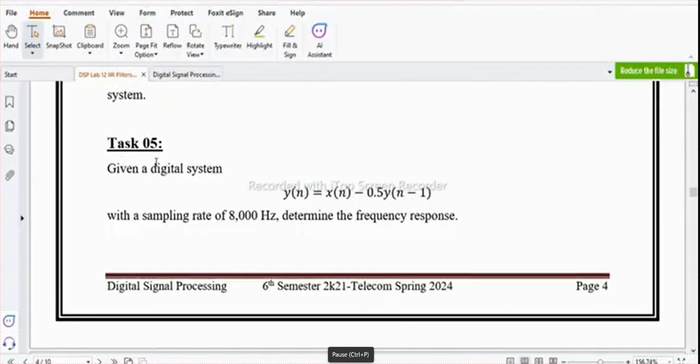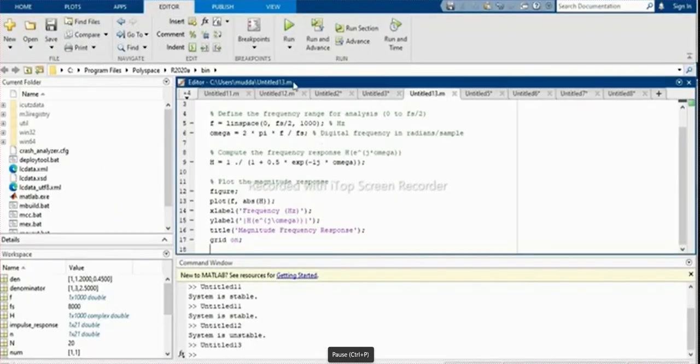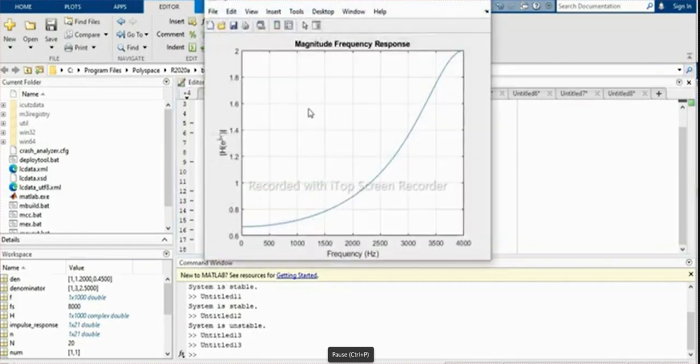So the next task of this lab is task number 5. Given a digital system y of n is equal to x of n minus 0.5 y of n minus 1 with a sampling rate of 8000 Hz, determine the frequency response. Here is the MATLAB code and the output of this code is here: the magnitude frequency response.